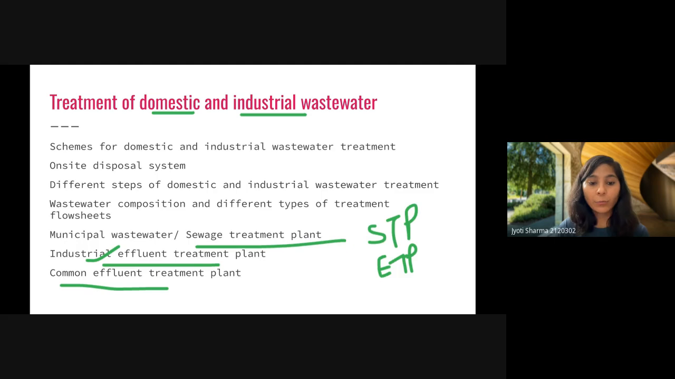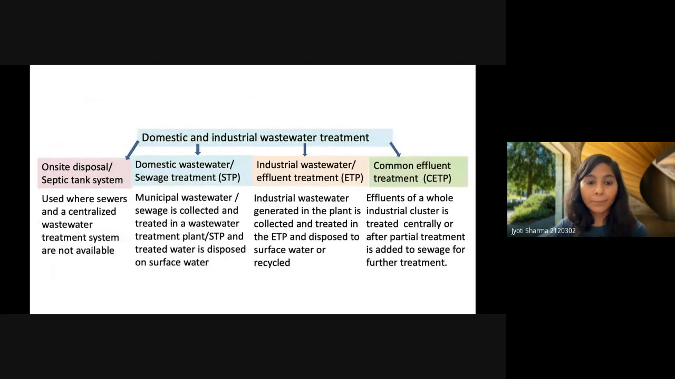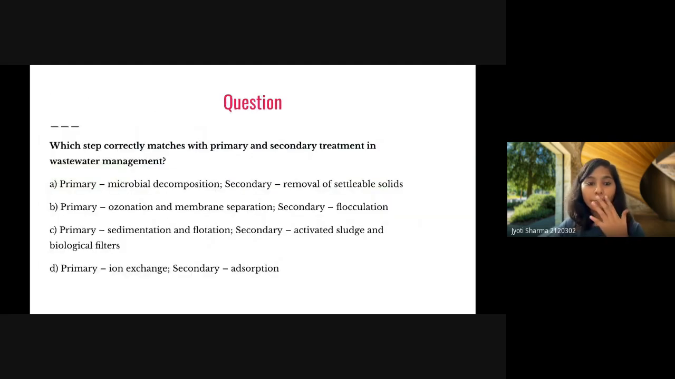Okay, so we have some questions on these treatment plants, and then we will move on to primary treatment and secondary treatment. So just see here, we have wastewater treatment, and this wastewater treatment we have to do. This is the on-site disposal. Then we have domestic wastewater or sewage treatment, STP, ETP for the industrial wastewater, and this is common effluent treatment, CETP. Just keep in mind such kind of treatment facilities that we have.